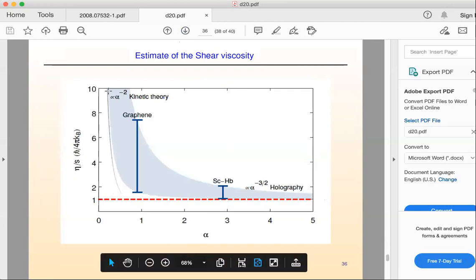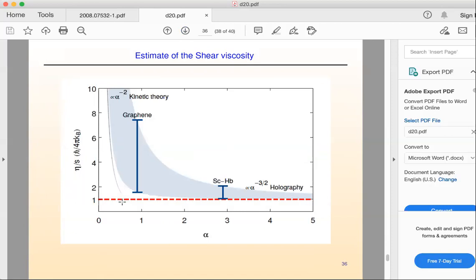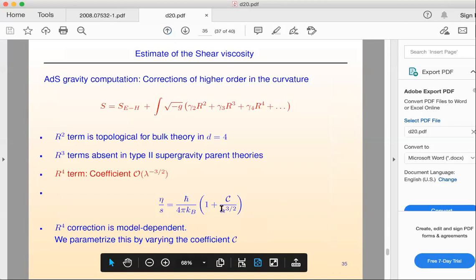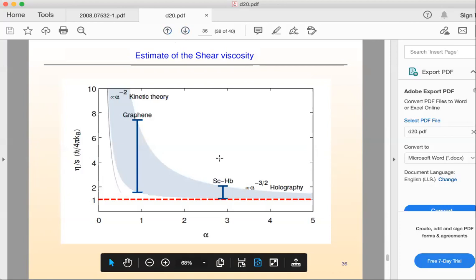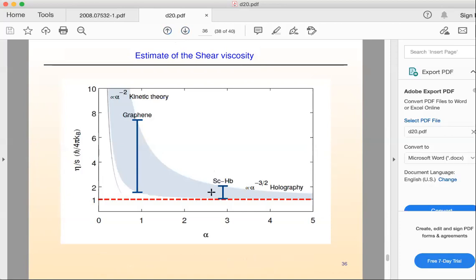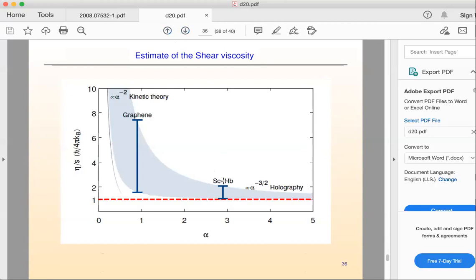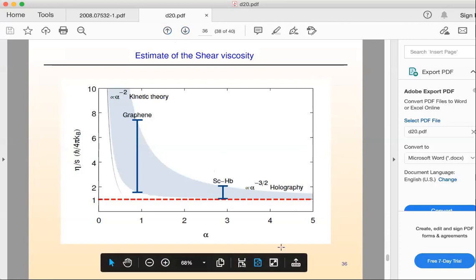And this black line is what we get from kinetic theory, but this is only valid for values of the coupling much below 1. Now this blue band is the region that we get from our expression here, varying C over this range of 4 orders of magnitude. And it's rather interesting that although we vary C over 4 orders of magnitude, this eta over S only varies in a range of a factor of 2 or so, at least at larger values of the coupling. So this blue band is what you get from the gravity calculation.